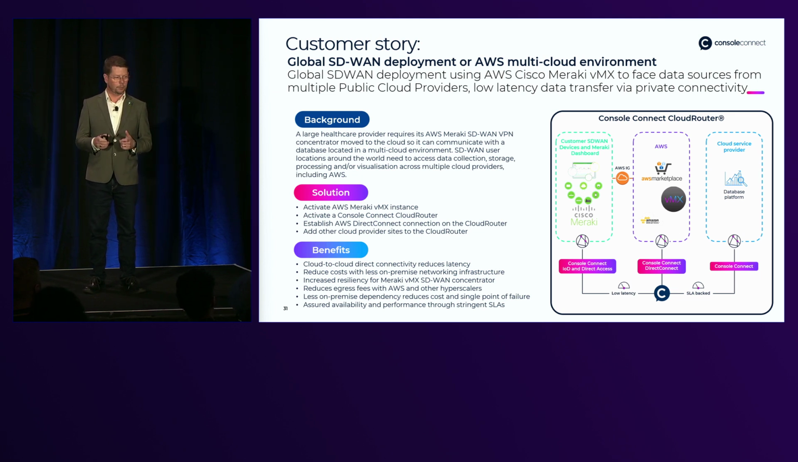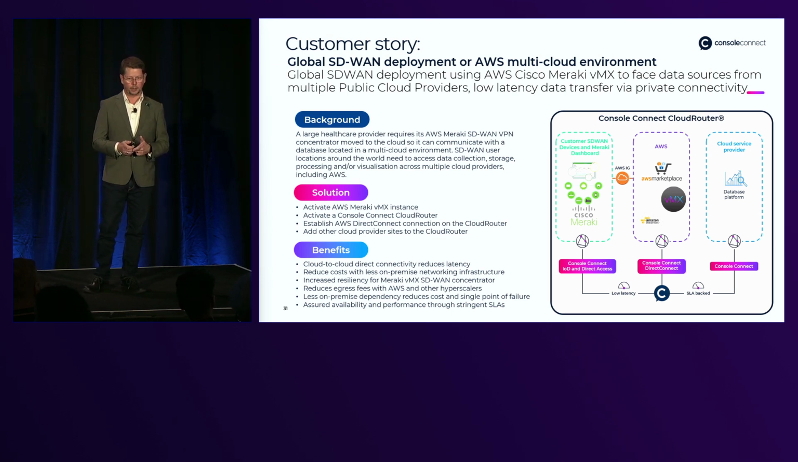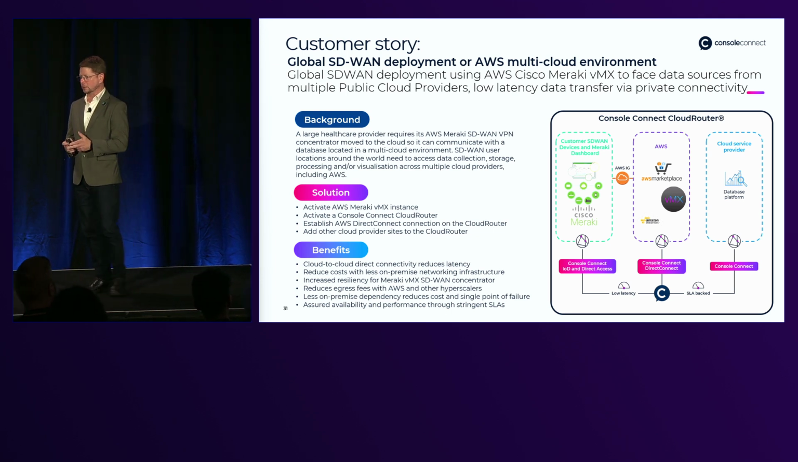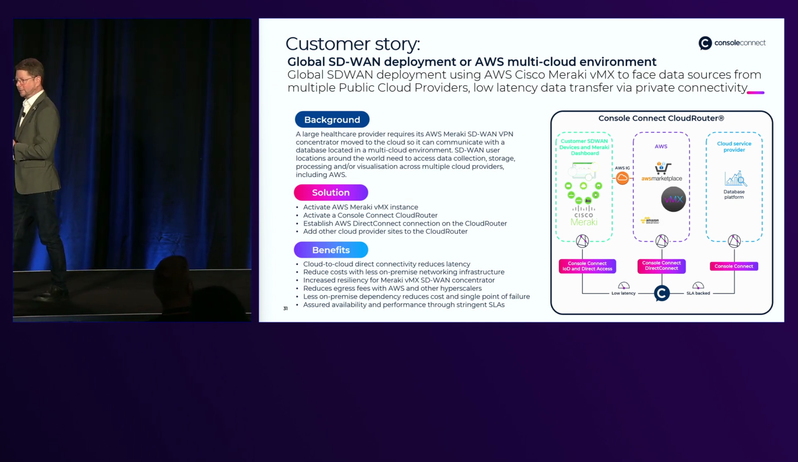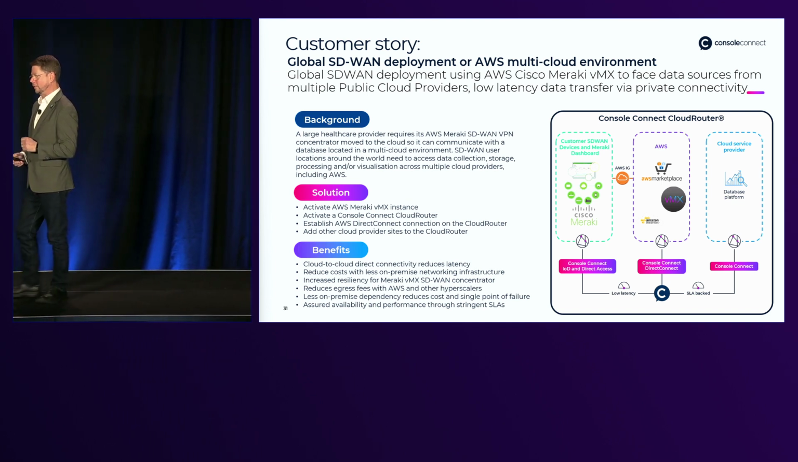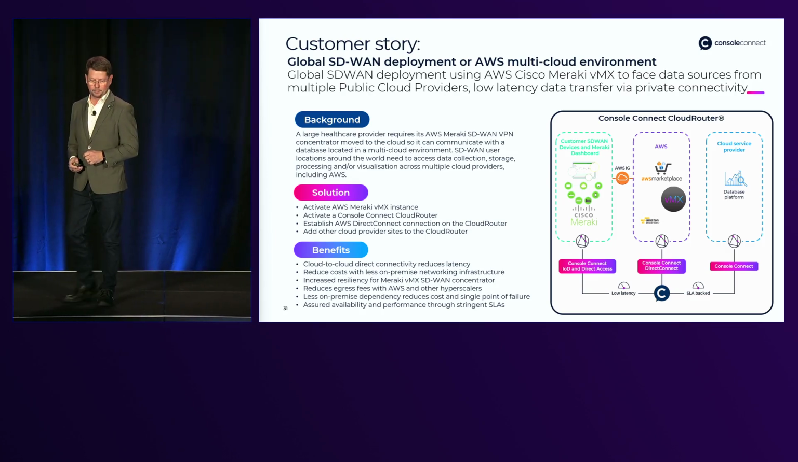So the same building blocks that we've talked about throughout all of these use cases, AWS Direct Connect, Console Connect Cloud Router, and Console Connect Edge SIM have solved all the use cases that we've talked through in this presentation.